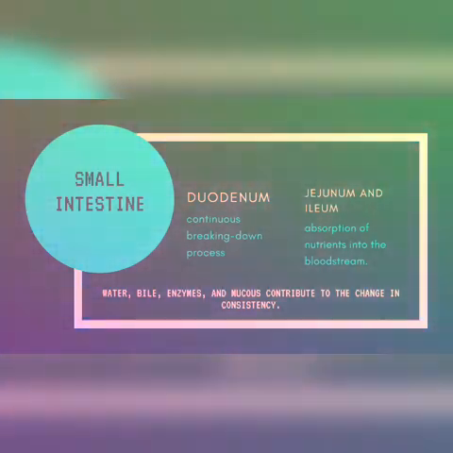Contents of the small intestine start out semi-solid and end in a liquid form after passing through the organ. Water, bile, enzymes, and mucus actually contribute to the change in consistency. Once the nutrients have been absorbed and the leftover liquid food residue has passed through the small intestine, it then moves on to the large intestine, or the colon.